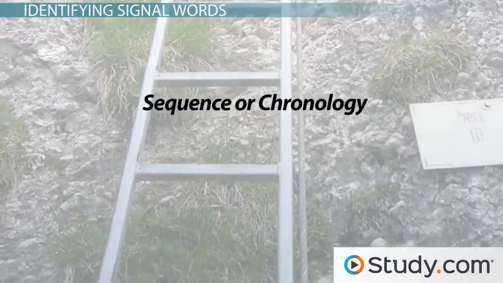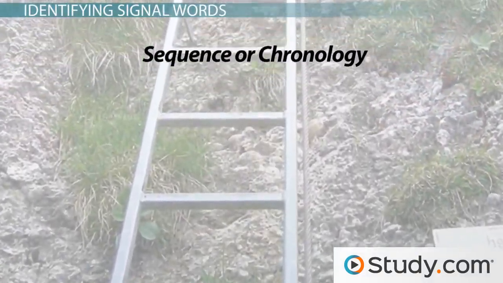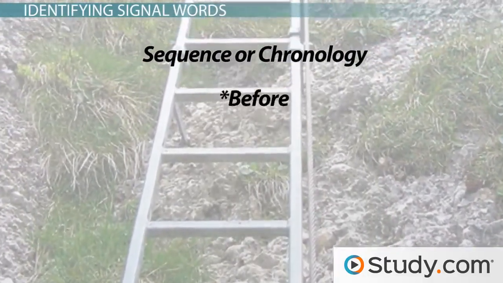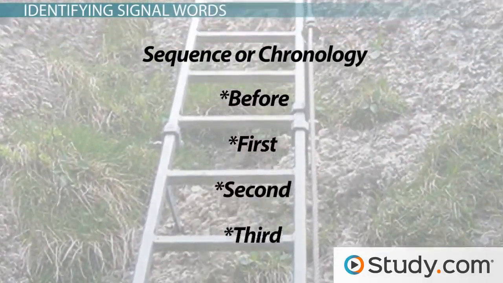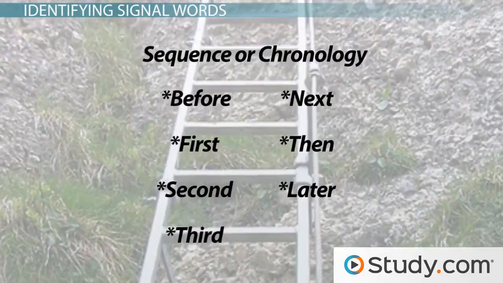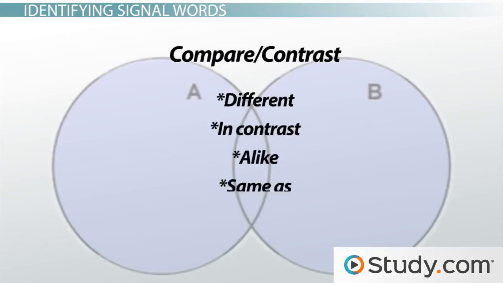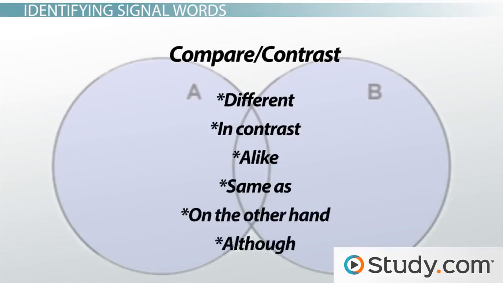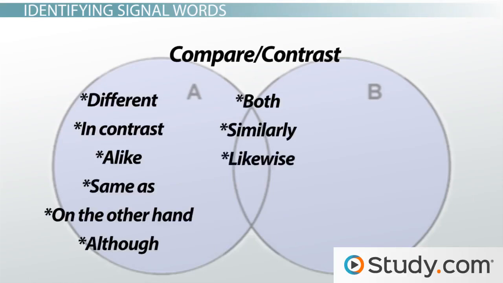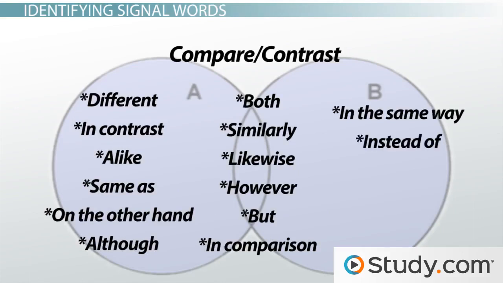In the sequence or chronology structure, we want to look for signal words such as before, first, second, third, next, then, later, and finally. When the compare-contrast structure is used, signal words and phrases include different, in contrast, alike, same as, on the other hand, although, both, similarly, likewise, however, but, in comparison, in the same way, instead of.